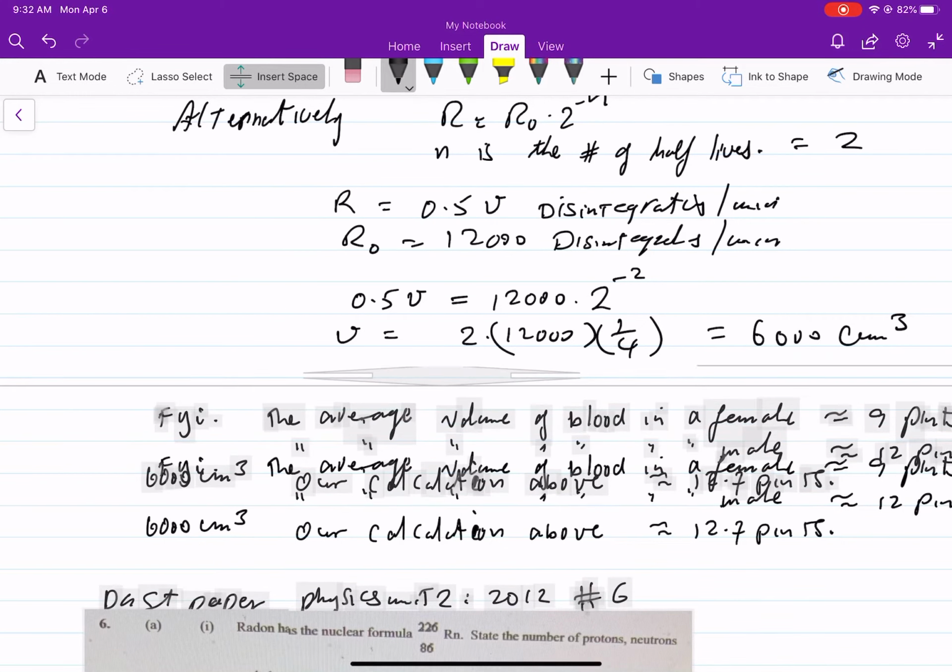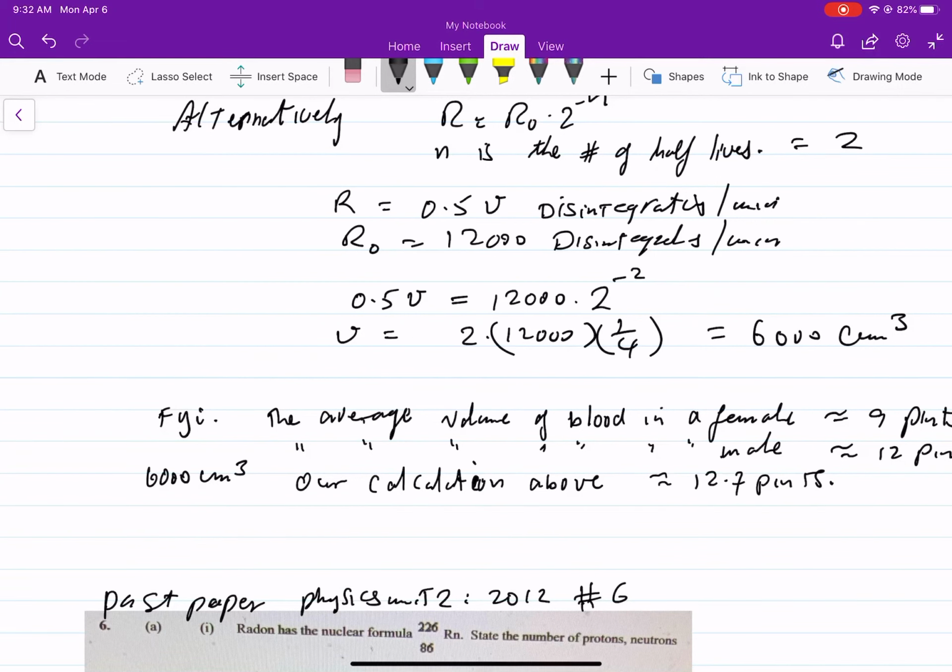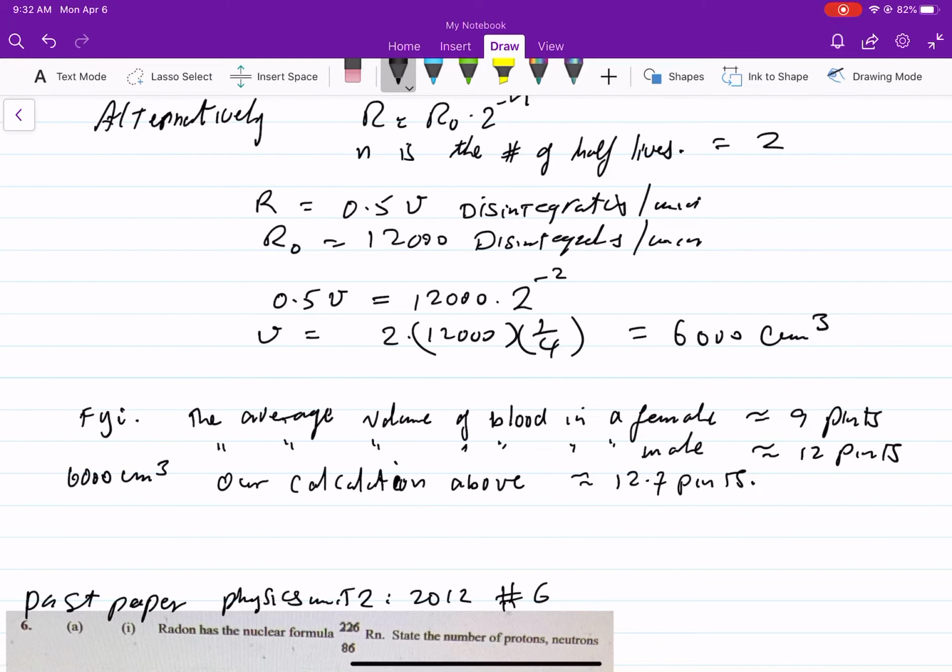Now, just for your information, the average volume of blood in a female is 9 pints. The average volume of blood in a male is 12 pints. And the 6,000 centimeters cubed that we just calculated is approximately 12.7 pints. So I think that was a pretty good calculation.